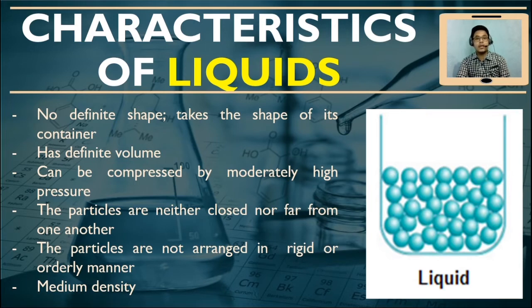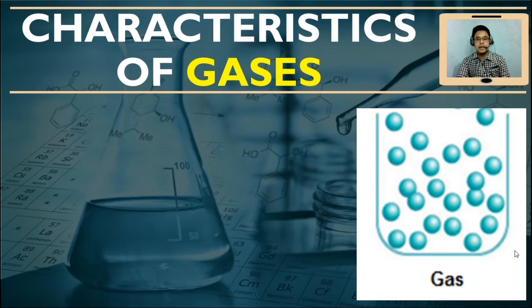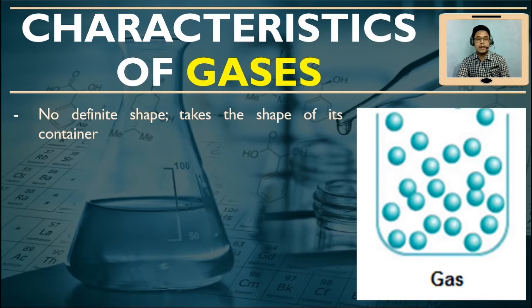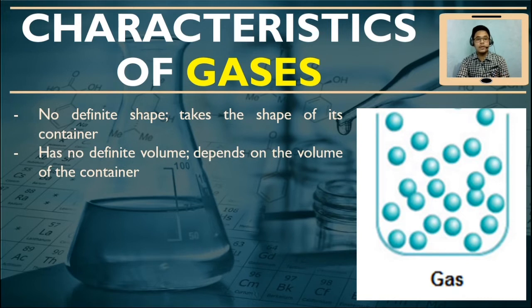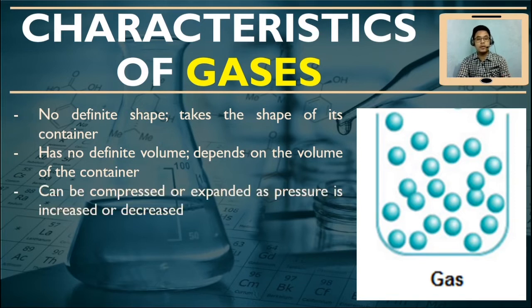And now, let's proceed with the different characteristics of gases. So, based on this picture, we can have the different characteristics of gases. And first, it has no definite shape and it takes the shape of its container just like what happened on the liquid state. Alright? Second, it has no definite volume because it is nearly dependent on the volume of the container. So, kung ano man yung volume ng container, yun na rin yung magiging volume nung specific na gas na yon. Third, it can be compressed or expanded as pressure is increased or decreased.